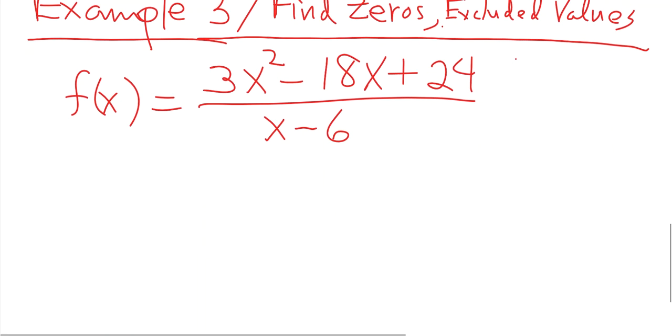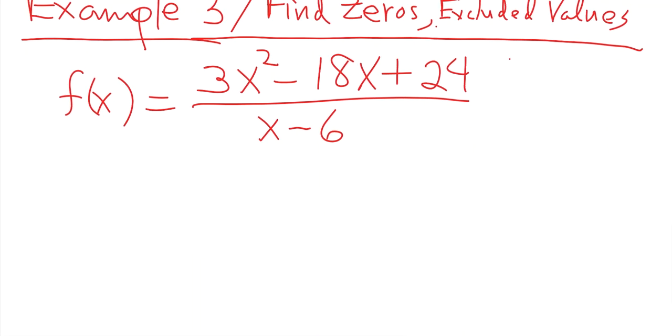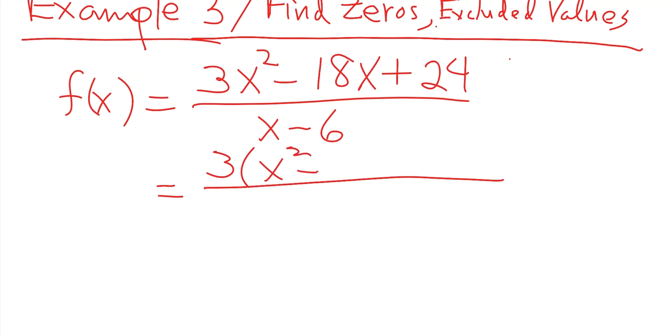So to begin with, let's go ahead and factor that numerator. Initially we can factor out the 3. 3 times x squared minus 6x, 3 times 6 is 18, and then 3 times 8 is 24. So it's reduced down to this now, all over x minus 6.